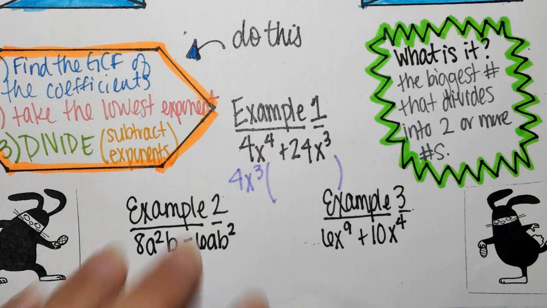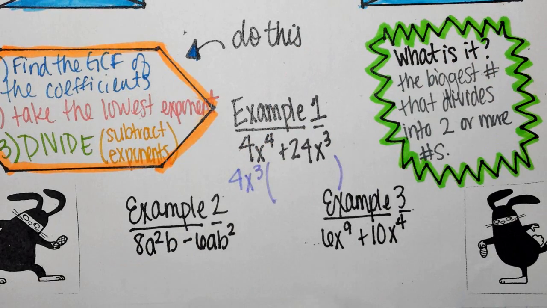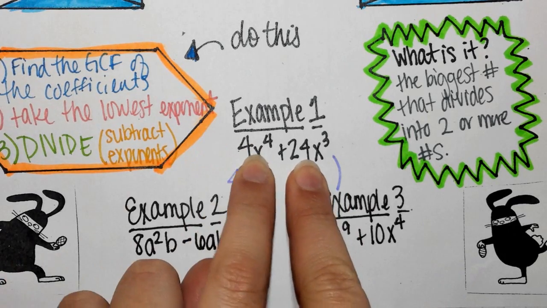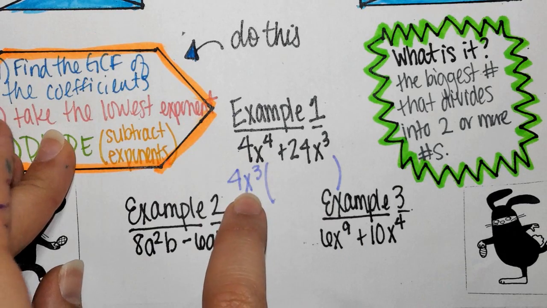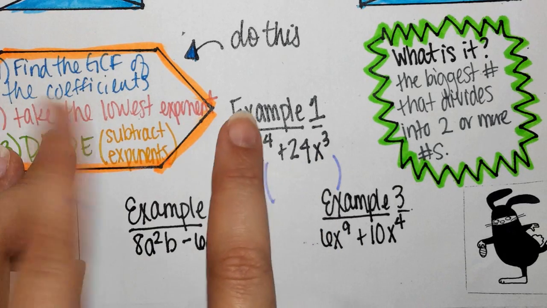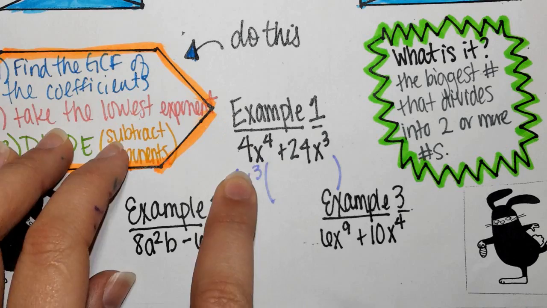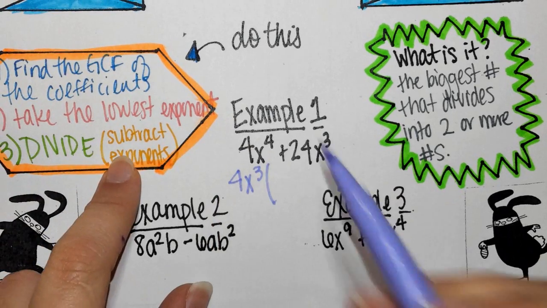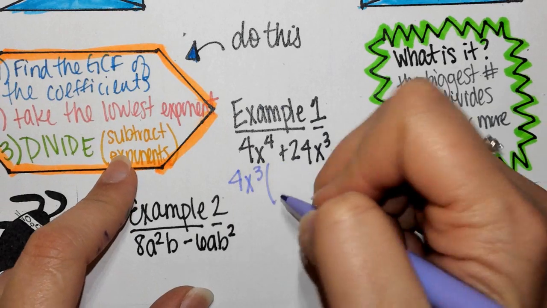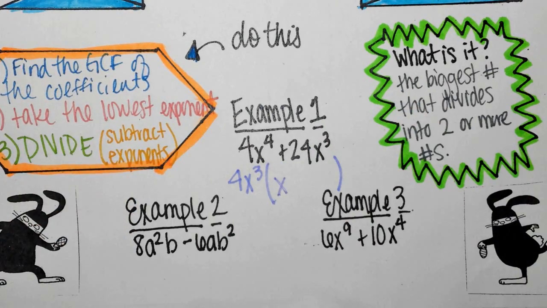Now, what's the last step? Divide. And then what do we do with the exponents? Subtract them. Okay, now watch this magic. We're going to divide both of these by our greatest common factor. So what's 4 divided by 4? 1. Do we have to write 1? No. Now we divide the exponents. What's 4 minus 3? 1. So we have x left.